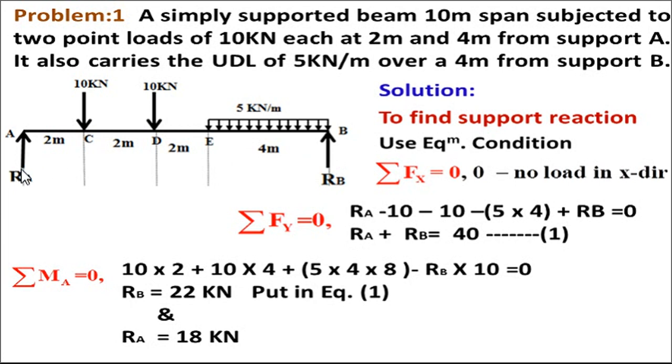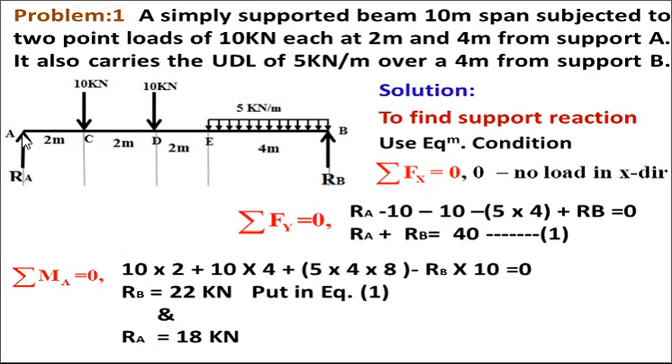You start from this point. Upward is positive means what? Plus Ra minus 10 minus 10 minus 5 into 4, okay, UDL is minus 5 into 4, plus Rb equal to 0. Okay. So what I did here, I have added upward as positive and downward load as negative. So by adding, Ra plus Rb you will get 40. Okay. So this 5 fours are 20 plus this 10 plus this 10, this will be total minus 40. On the right side it will be plus 40. So Ra plus Rb equal to 40, equation number 1. Now, to find out the support reaction, either Ra or Rb, now take moment about any one point.